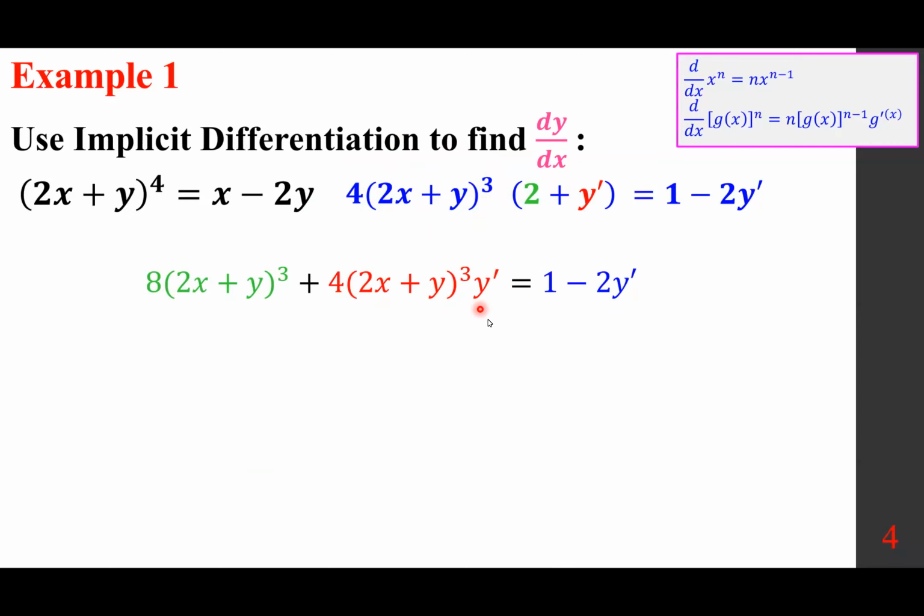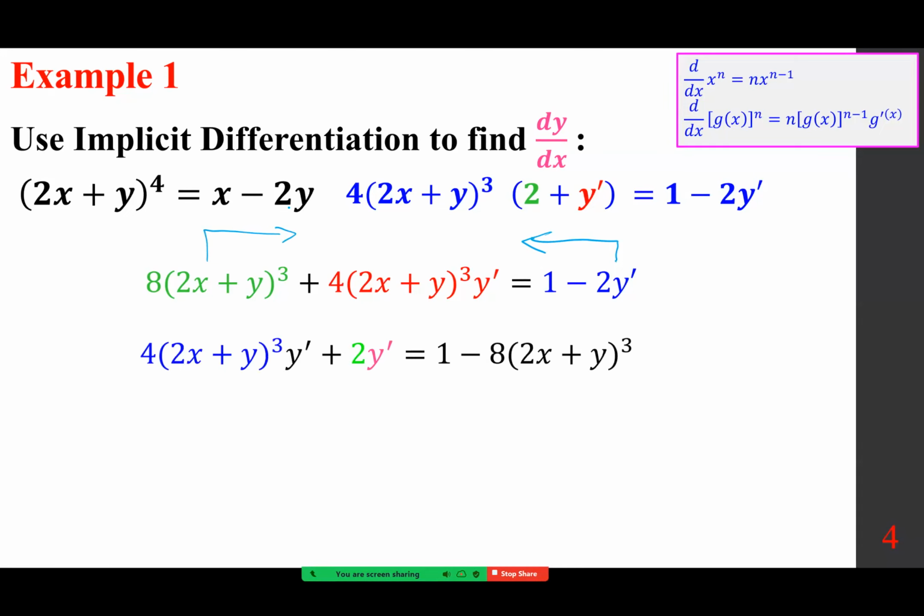Now we are solving for y prime, which means I'm going to move this to the left and make it plus 2y prime. And I'm going to move this to the right and make it minus 8 times (2x plus y) quantity cubed. So we move things around.